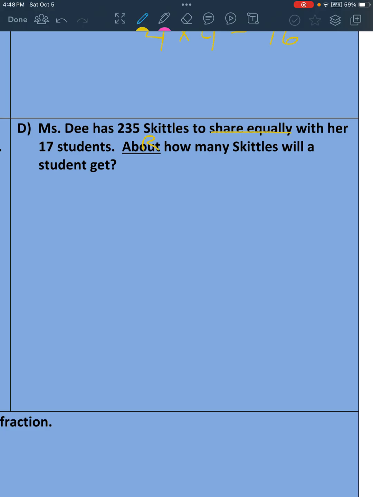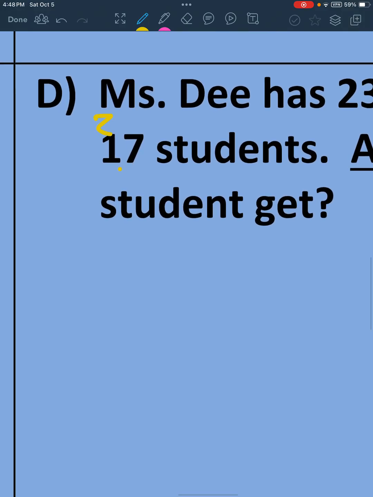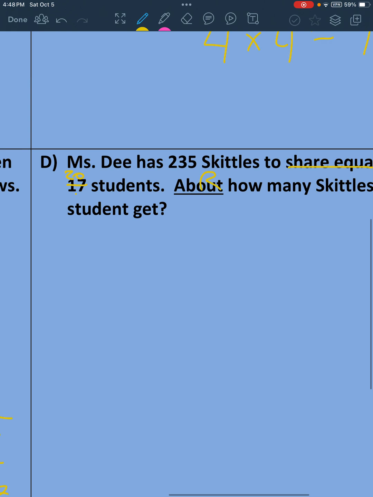I know I'm going to round 17 first. 17, is that closer to 10 or 20? Well, it's closer to 20, so I know this is now 20. Now I'm going to look on the 2's row, and I'm going to look for 23. If I go to my multiplication chart and I look on the 2's row, 23 is between 22 and 24. It's right here in the middle.